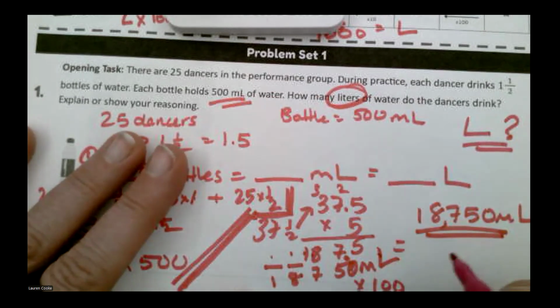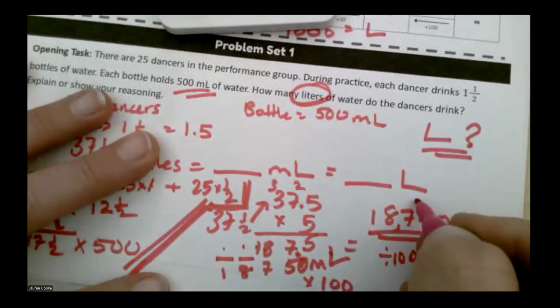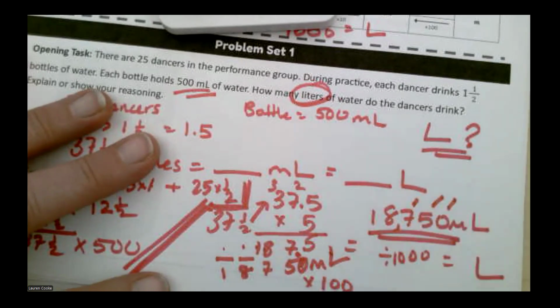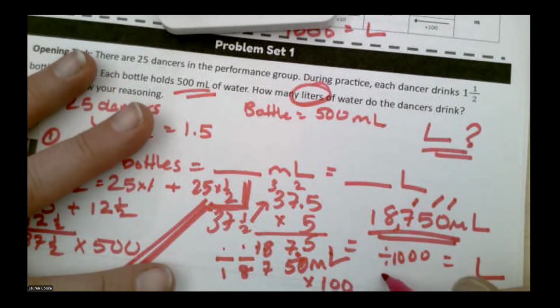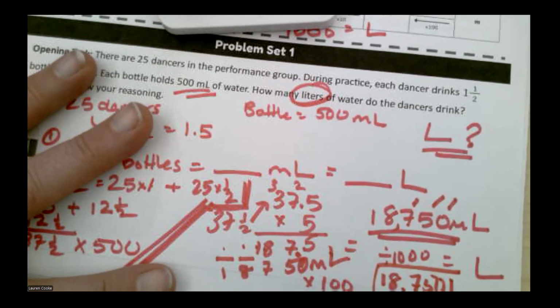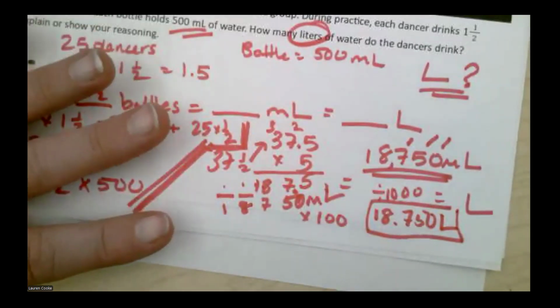All right. Now I can divide that by 1,000 to get to liters. So if I divide that by 1,000, I'm moving it to the right. 1 space, 2 spaces, 3 spaces. So that's going to go from 18,000 to 18 and 750 thousandths, or 75 hundredths. Okay, it's not a lot of space here.